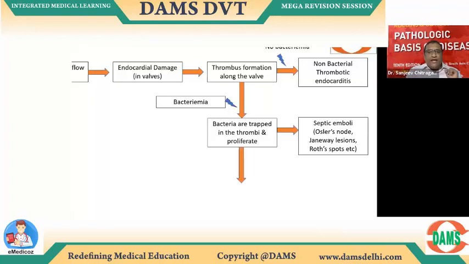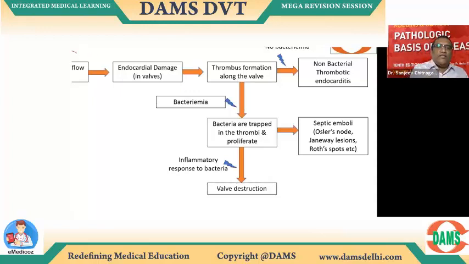That is one thing. Second, because there are bacteria, the patient's body will mount an inflammatory response to the bacteria. So when you mount an inflammation, of course, you will be mounting an acute inflammation. That's why we call it endocarditis now. Whenever there's an acute inflammatory response, this inflammation will start destroying the valve. So basically, the valve destruction is happening by the inflammation secondary to bacteria trapped in the thrombus. Now, very important, for infective endocarditis to happen, two important things are required. One, there should be a turbulent blood flow. Second, there should be bacteremia happening.